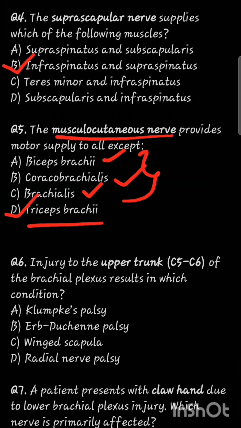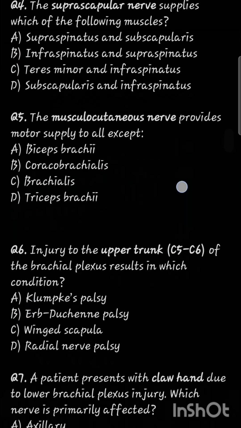Injury to the upper trunk of the brachial plexus results in which condition? As we know, C5, C6, the upper trunk lesion, is Erb's palsy. Coming to the seventh question.